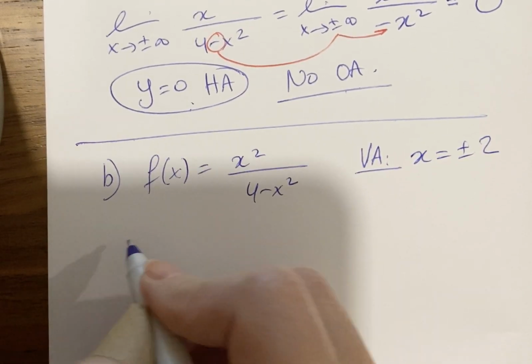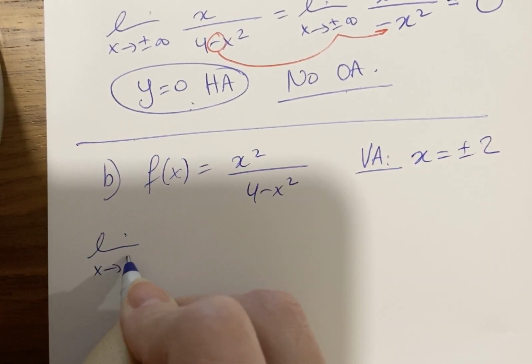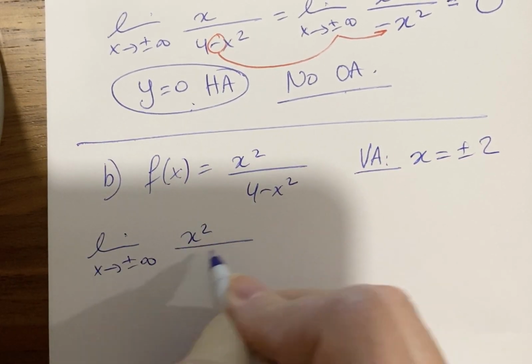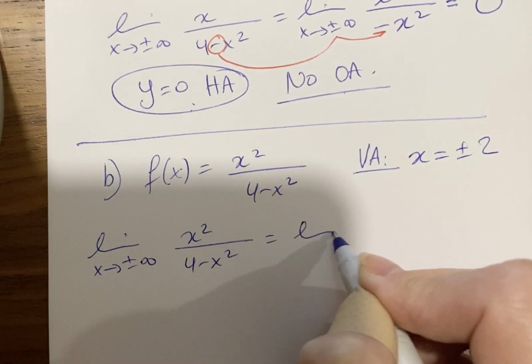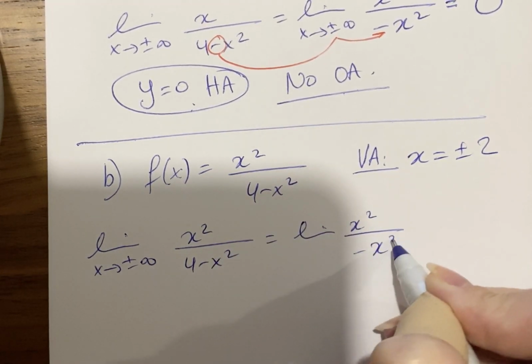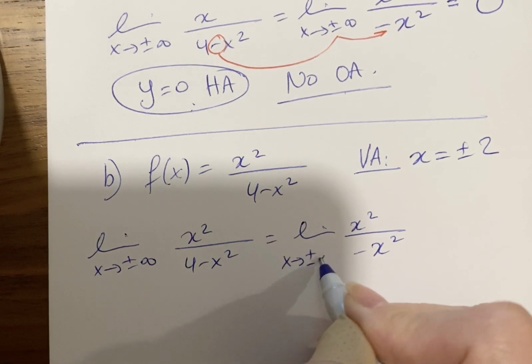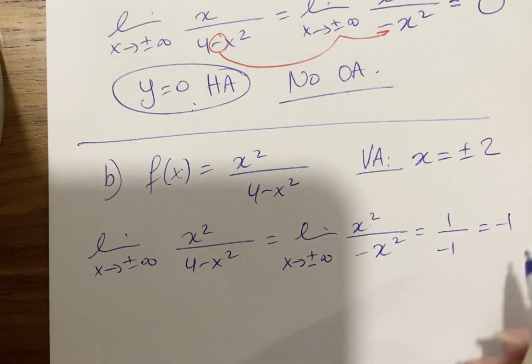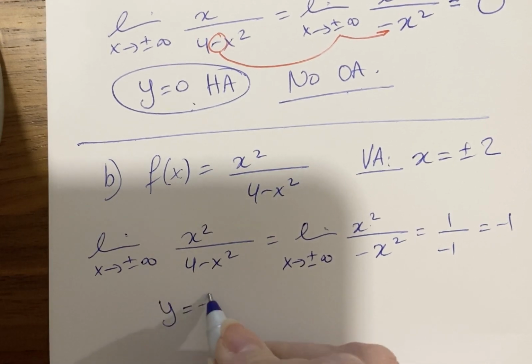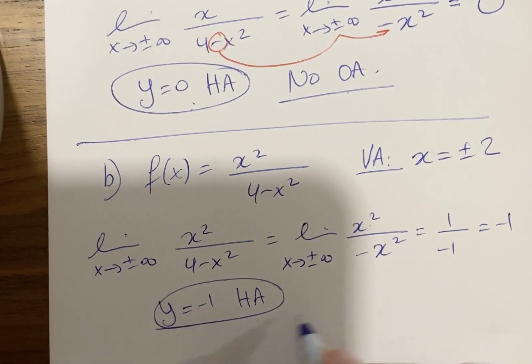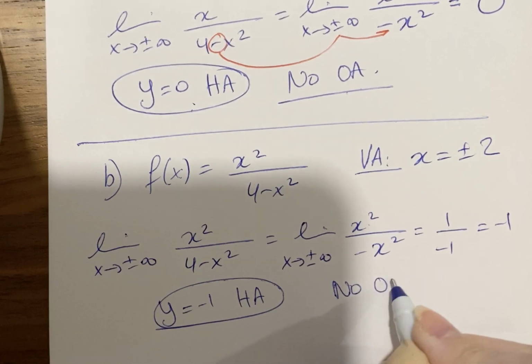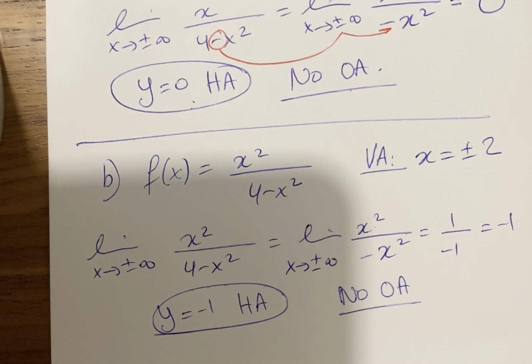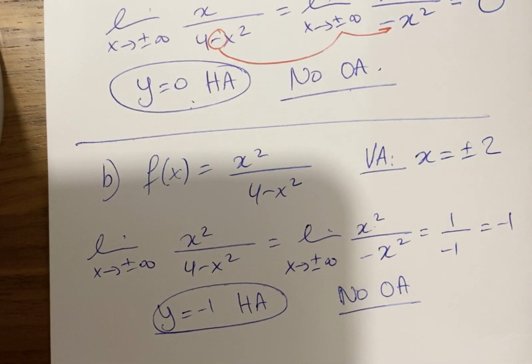But the horizontal asymptotes will change, because now what's the highest power up? X squared. What's the highest power down? Minus x squared. They have the same limit, so the result will be 1 over minus 1, which is minus 1. So what's the horizontal asymptote? Y equals minus 1. What's the oblique asymptote? None. No oblique asymptotes.